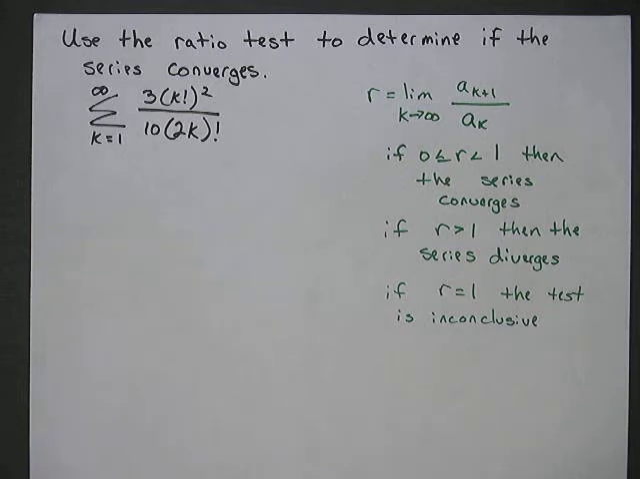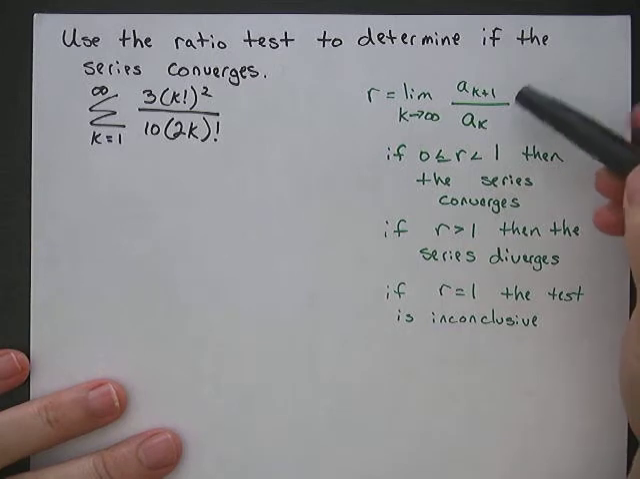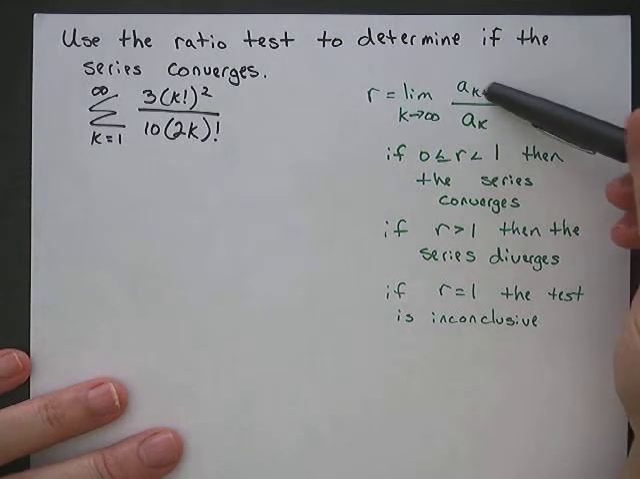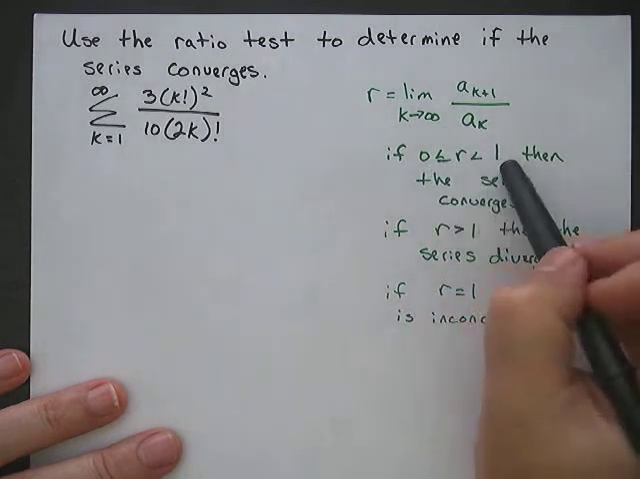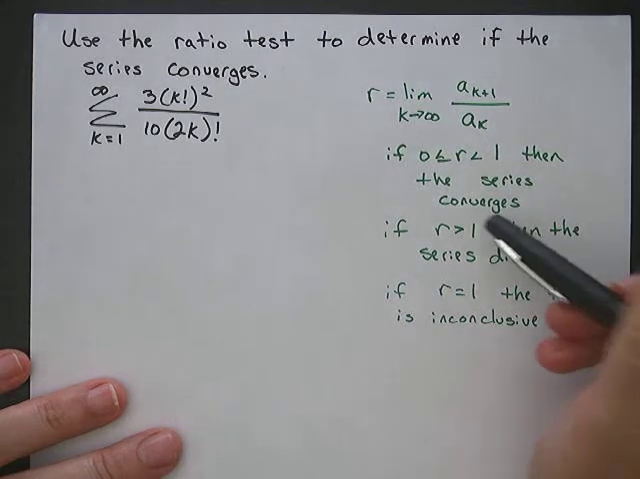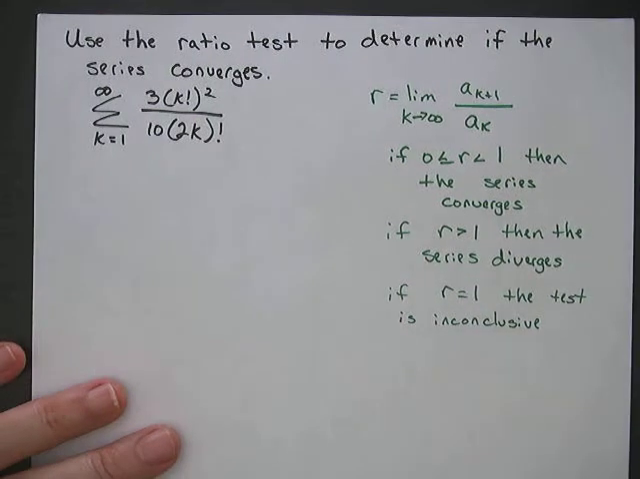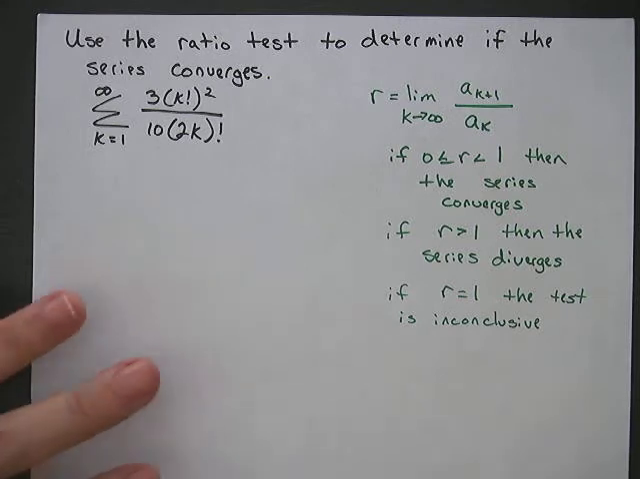On this problem, we're asked to use the ratio test to determine if the series converges. Okay, so we've got the ratio test rules written over here. It says that you take the limit as k approaches infinity of a sub k plus 1 divided by a sub k, and if r turns out to be between 0 and 1, including 0, the series converges. If r is greater than 1, the series diverges, and if we get r is equal to 1, the test is inconclusive. Okay, so here's how we're going to go about doing this problem.